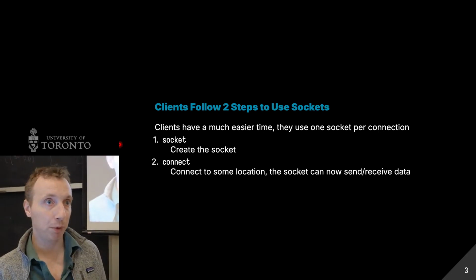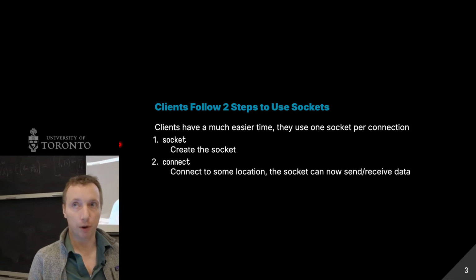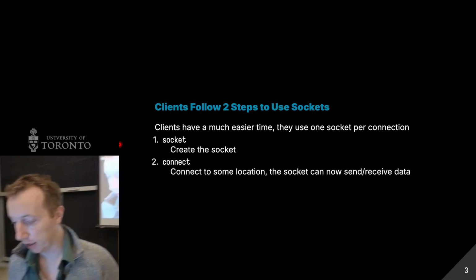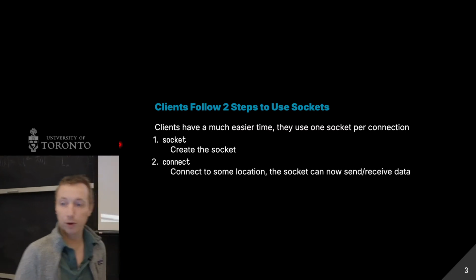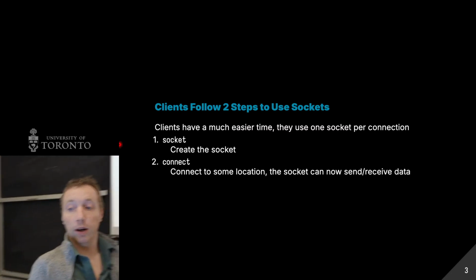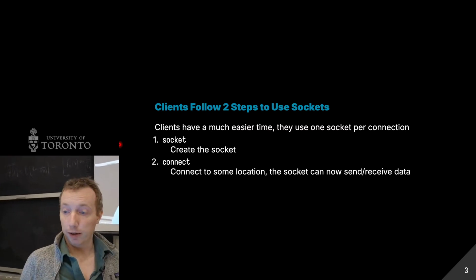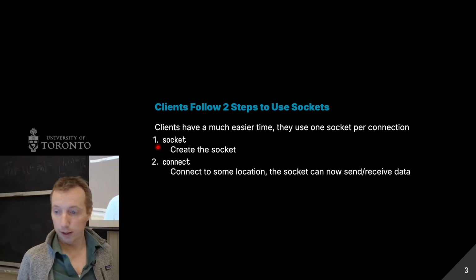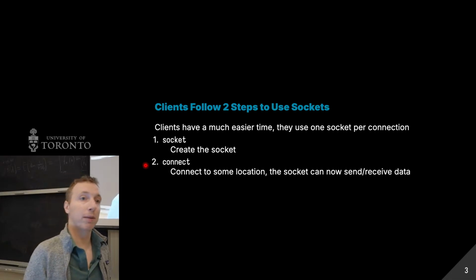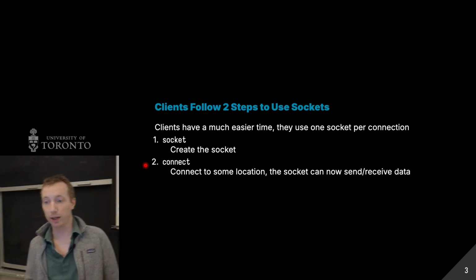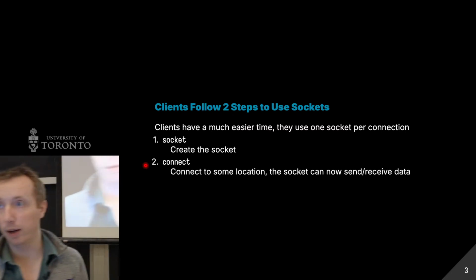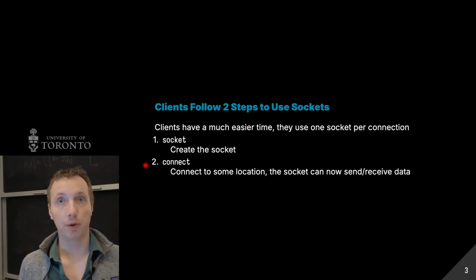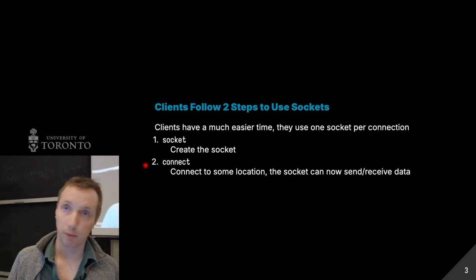So if you're the client, that is probably you in a web browser. So the server is more like google.com or whatever other web server. And then your client's more like a web browser. They only need to follow 2 steps to use sockets. So they just do the same socket system call to create the socket in step 1. And then in step 2, they just connect to it. So they connect to that same location. And now the socket is eligible to send and receive data, so you can do the write and read system call on it.